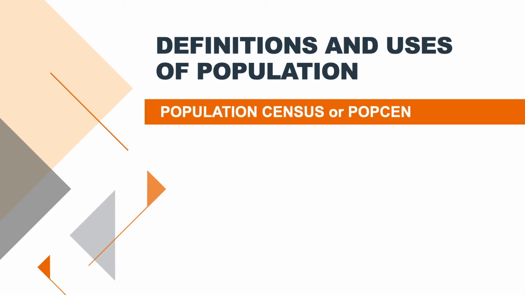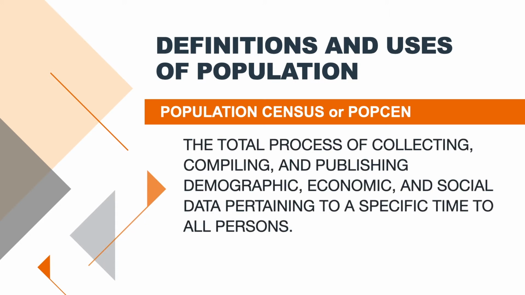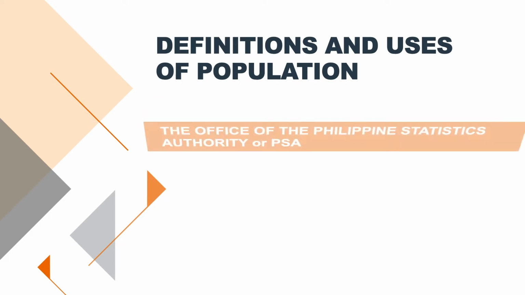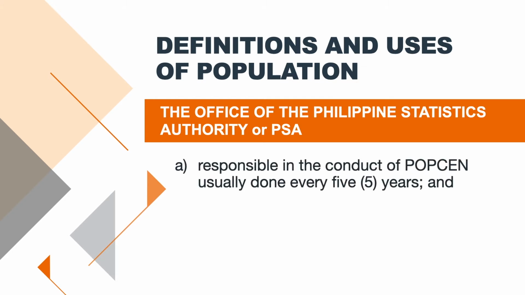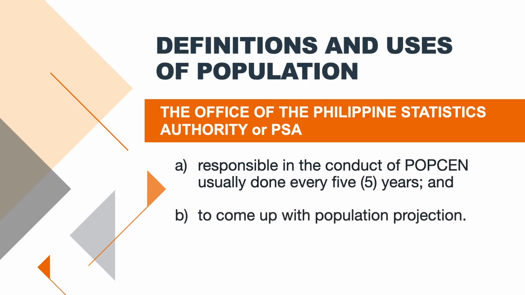Next is the population census, or POPCEN. It is the total process of collecting, compiling, and publishing demographic, economic, and social data pertaining to a specific time to all persons. The Office of the Philippine Statistics Authority, or PSA, is responsible for the conduct of population census every 5 years, and to come up with population projection.